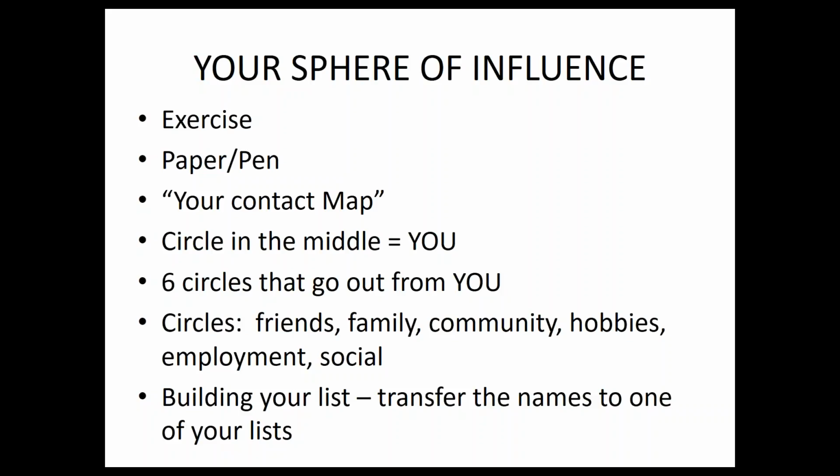Each ray, put down friends in one circle, family in the second circle, community, hobbies, employment, and social. Okay, so we're going to be looking at those 6 areas of your life. So on the friends, for example, you have "you" in the middle, you have your friends there. All right, I want you to ask yourself this question.